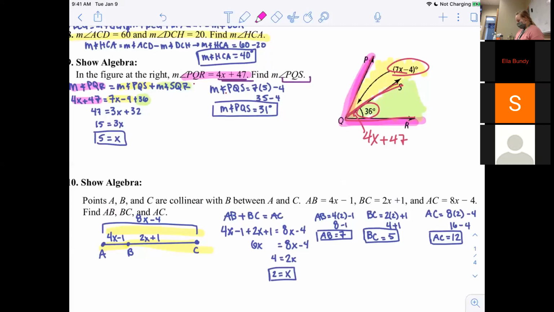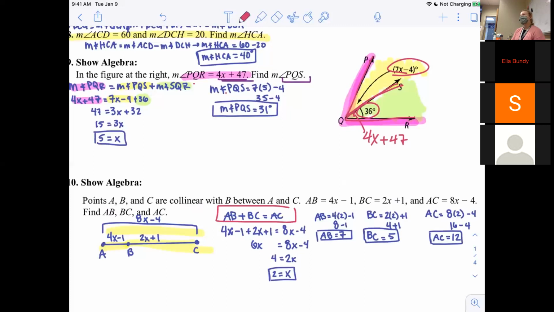Then I substituted in. After I wrote my expression in terms of segments, I wrote AB plus BC equals AC. And then I substituted and solved. And then it wanted me not just to find x, it wanted me to find AB and AC and BC. So then I plugged in for those.